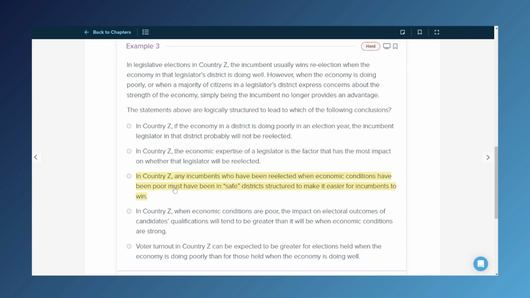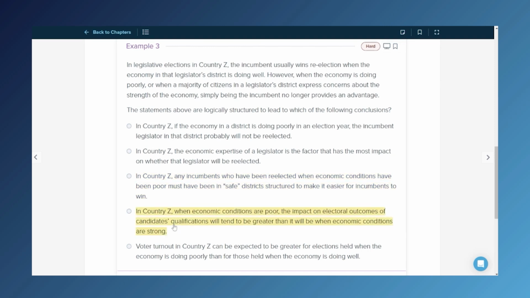C, therefore, in country Z, any incumbents who have been reelected when economic conditions have been poor must have been in quote unquote safe districts structured to make it easier for incumbents to win. This is a reach. Maybe they were just better than the alternative candidates. Maybe no one else ran because their district is a mess and no one else wanted to clean it up. There's nothing to indicate that the districts are structured in a way that would alter the election outcomes.